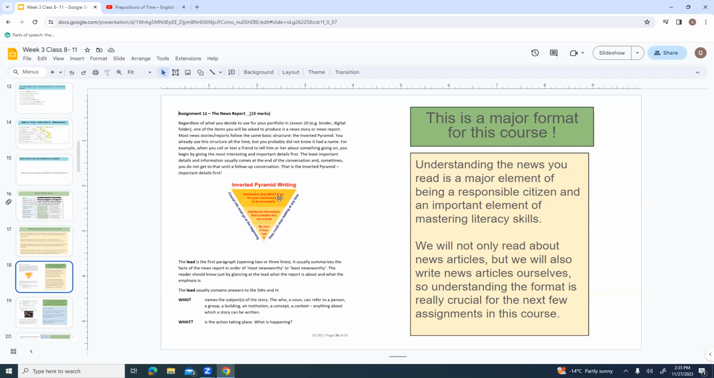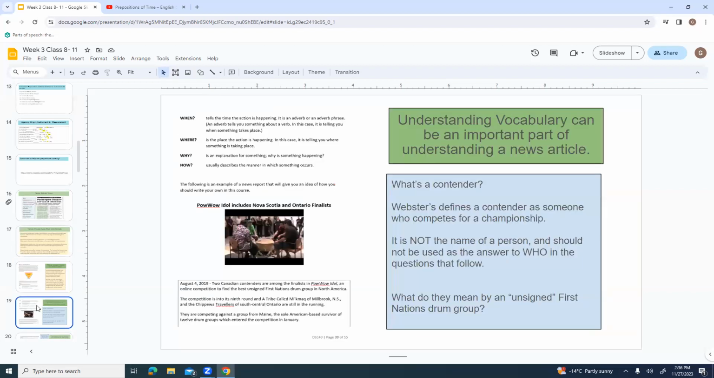So the lead in a newspaper article is going to contain answers to the 5 W's. Who? It's going to tell you who is the main topic of the story, not who wrote it, but who the story is about. But now the who can refer to a person, or it could be a group or a building or an institution or a concept or a contest, anything about the story. What is the action taking place? What's actually happening? When tells the time when the action is happening. It can often be like an adverb or an adverb phrase.